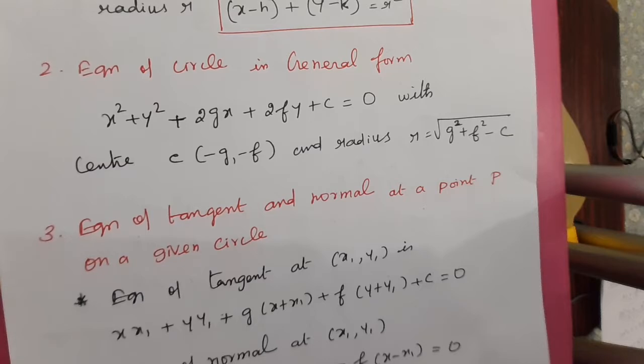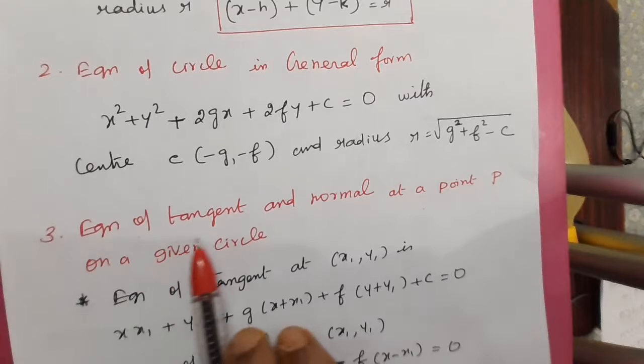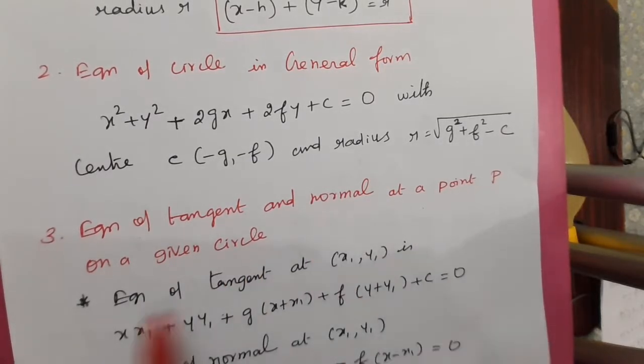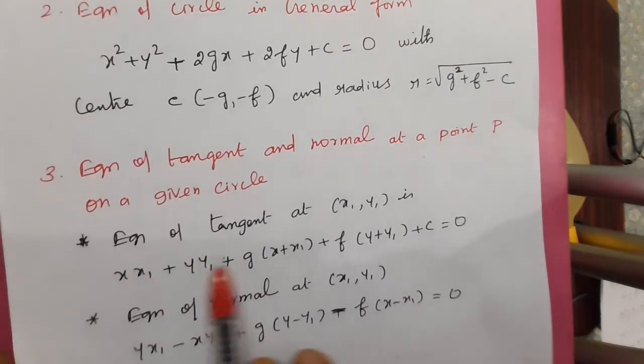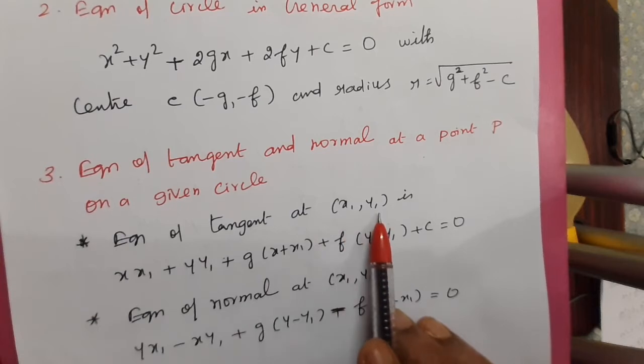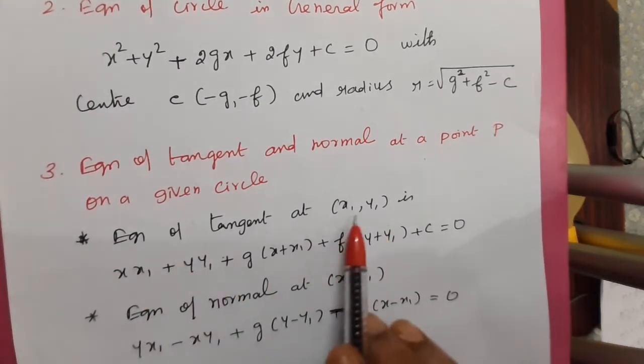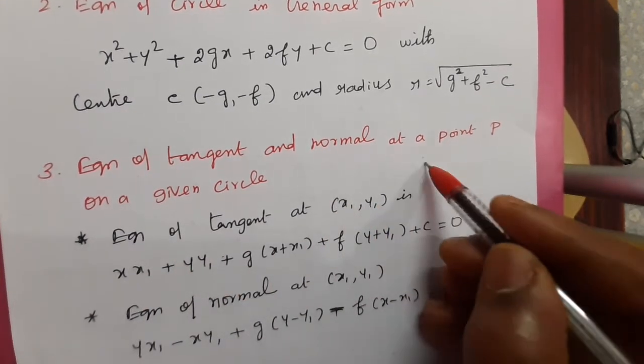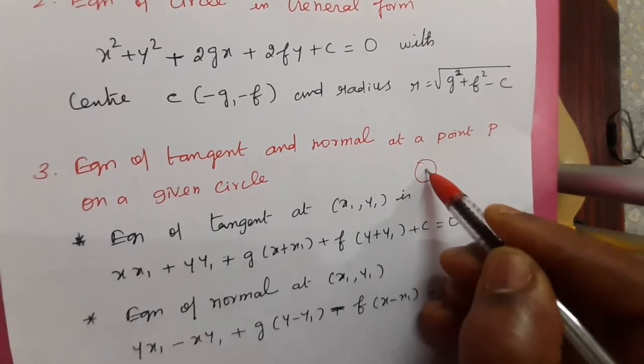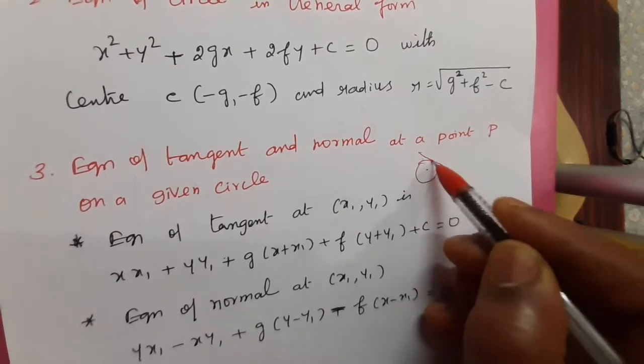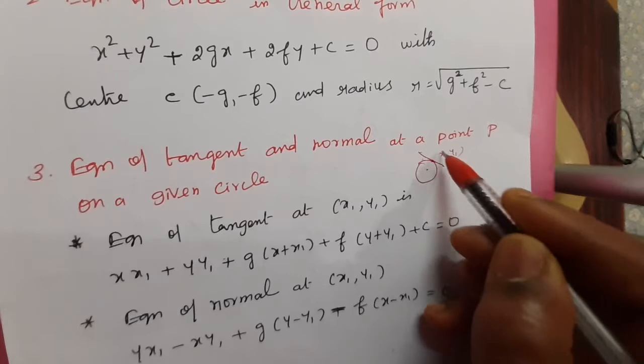A tangent is nothing but a line that meets the circumference of the circle at only one point. So what is the equation of the tangent at a point on a given circle? Suppose this is a circle and the line touches at a point, that point is x1 comma y1.